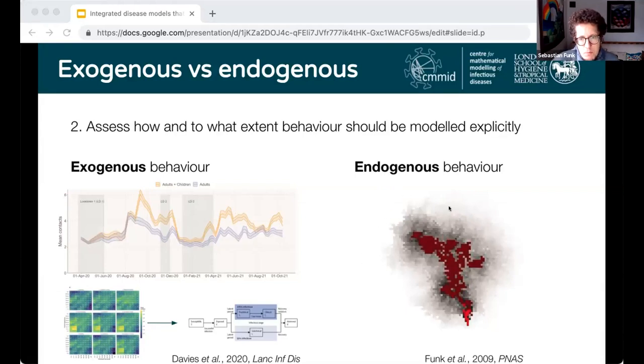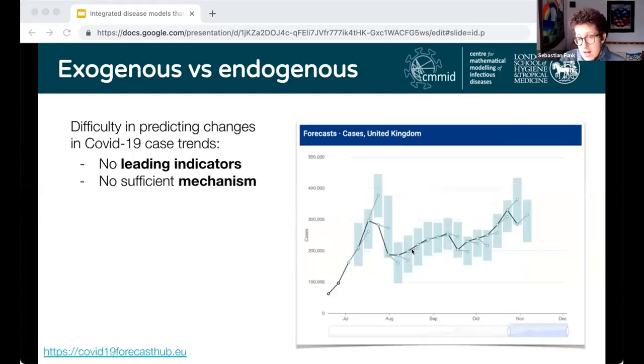I'm not aware of any models of this sort that have been used to explain any of the observed behavior in COVID-19 in a data-linked way. So I haven't seen any models where, for example, this change in contacts, where contacts change sometimes in response to policy, but also sometimes not in response to policy, could be explained by what is going on with the epidemic. And as a consequence, it's really hard to predict changes in COVID-19 case trends.